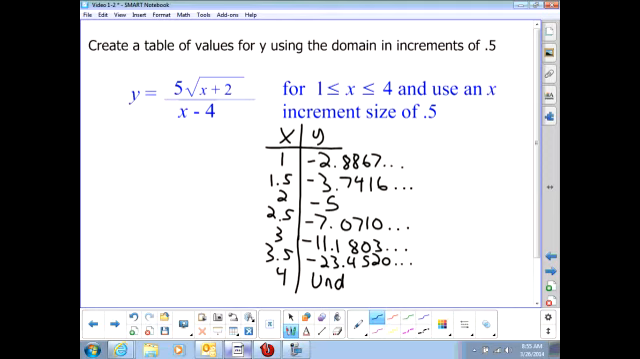So the whole purpose of that problem is just to have you understand how you can change the step for your x values in the table. Because we'll have instances this year where we might want to look at it every 0.1, every 0.01. Where you would want to change your table step.